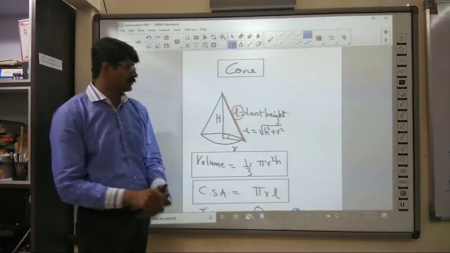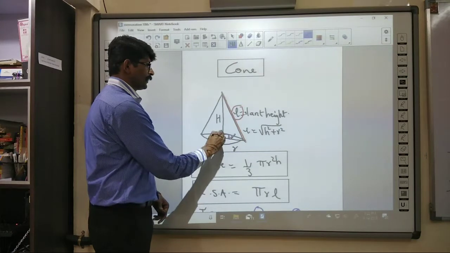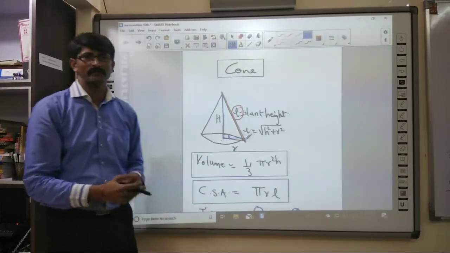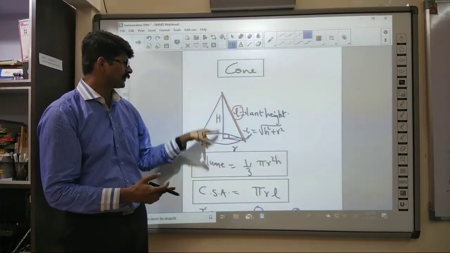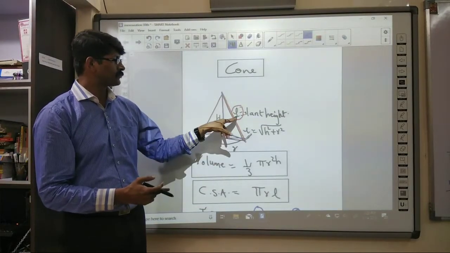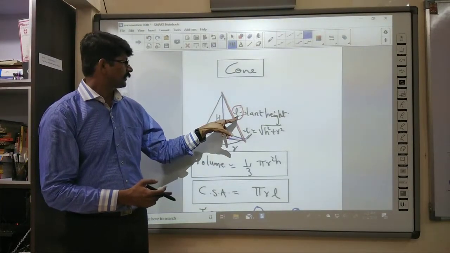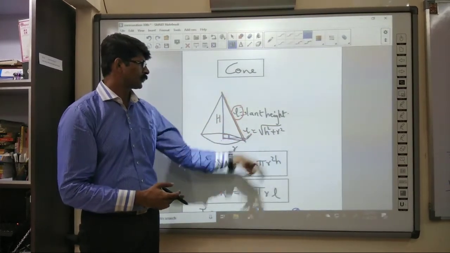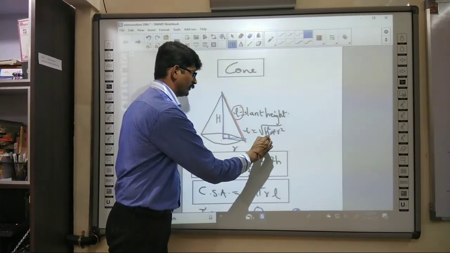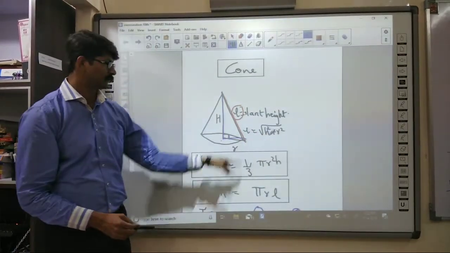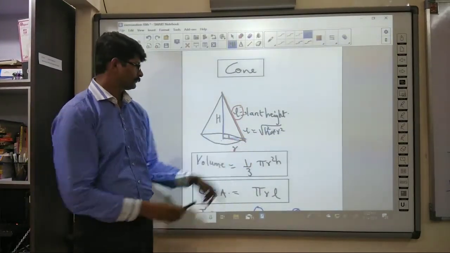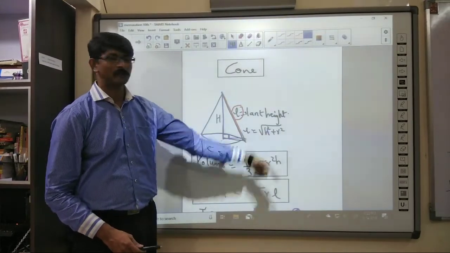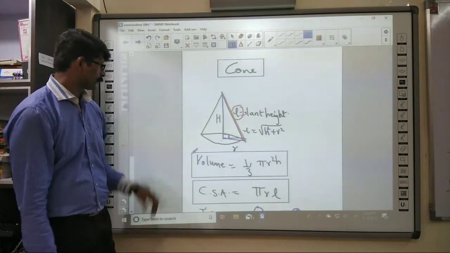And of course there is Pythagoras over here, because the height and this radius are always perpendicular. So if it is perpendicular, it is a right angle triangle, and then the hypotenuse would be the slant height, and slant height can be calculated as root of capital H square plus R square. So L is equal to root of H square plus R square. I hope that's clear to you all.